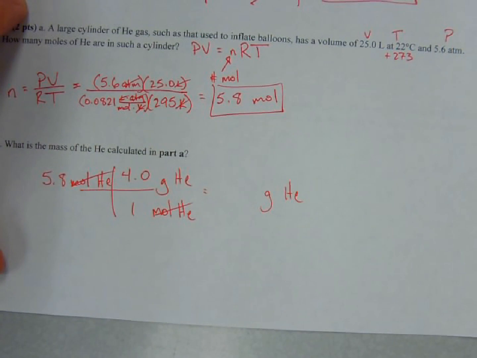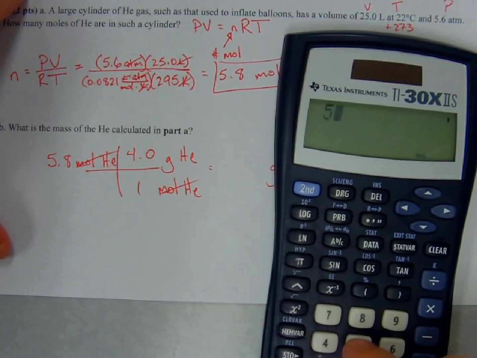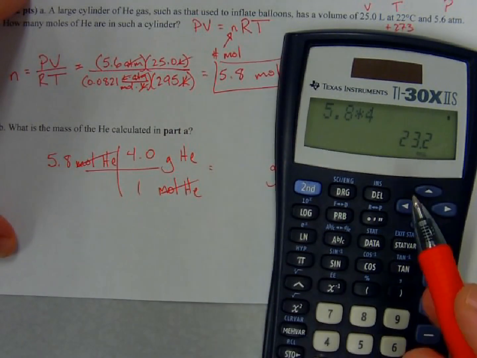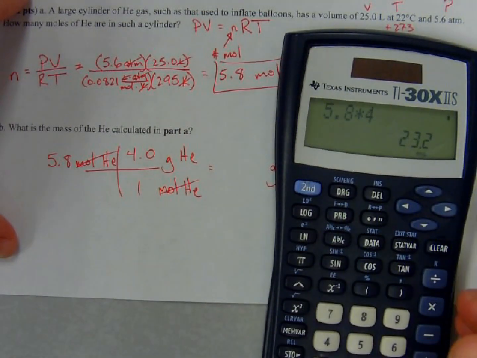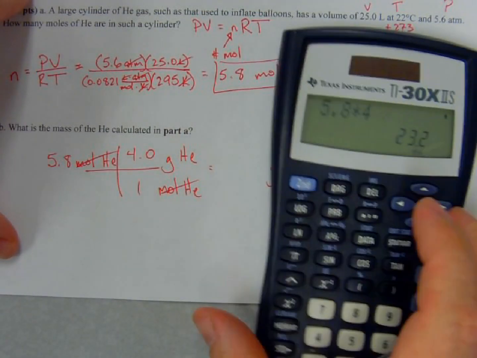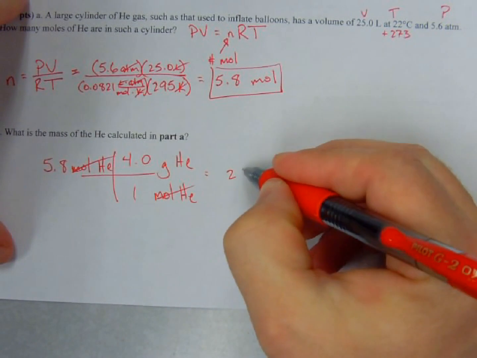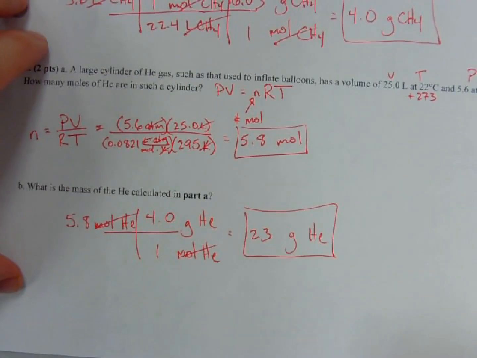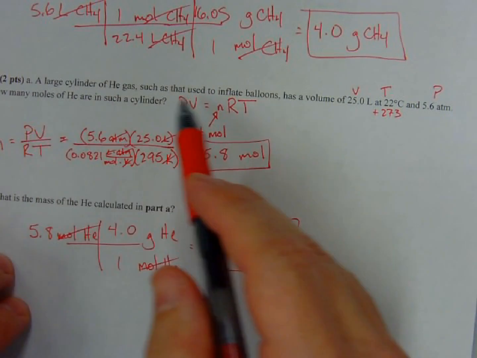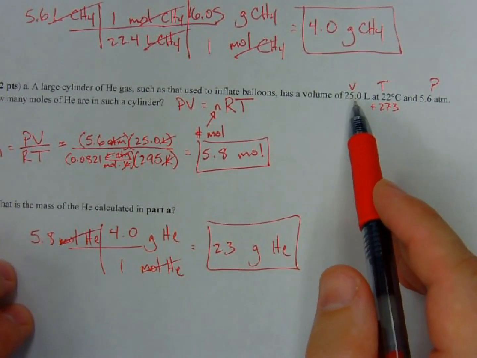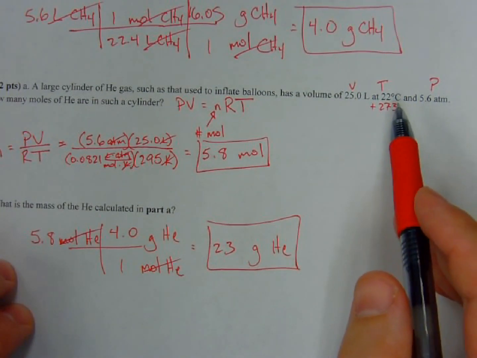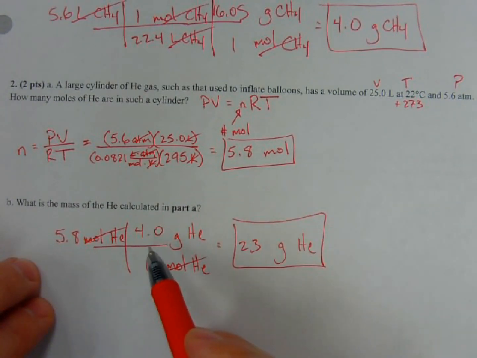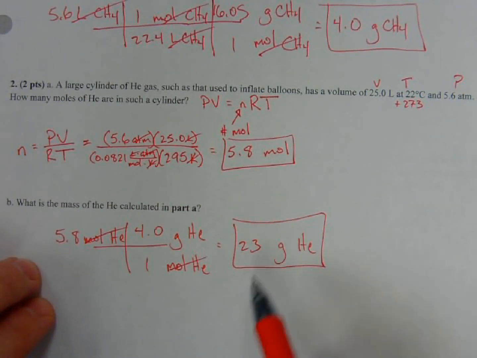So let's calculate. 5.8 times 4. I'm still doing 2 sig figs here, so I'm going to keep that to 23. 23 grams of helium in this volume, pressure, at this temperature. That many moles, using the molar mass, convert to grams of helium.